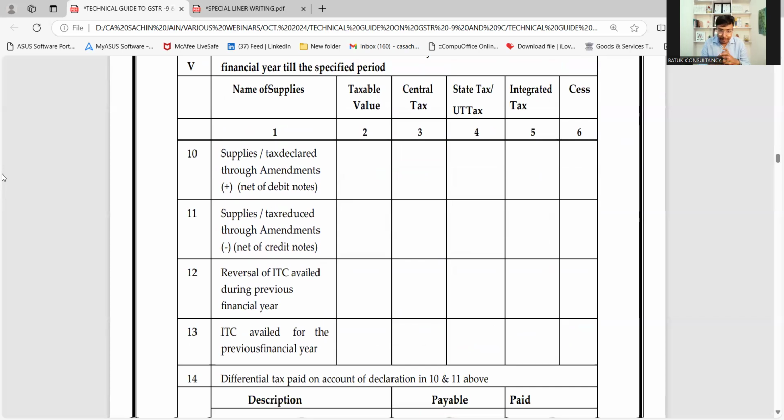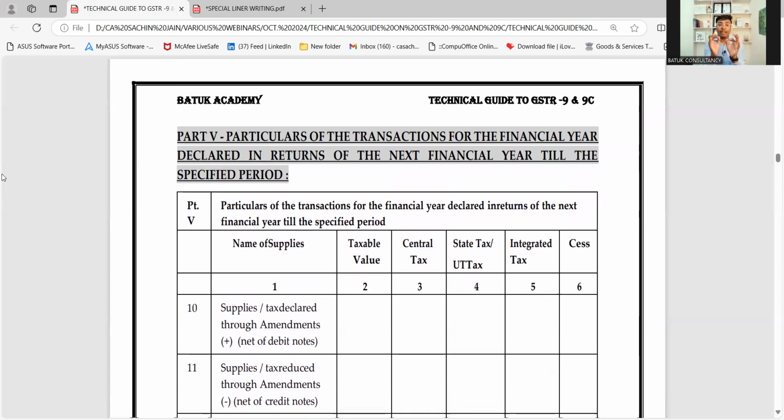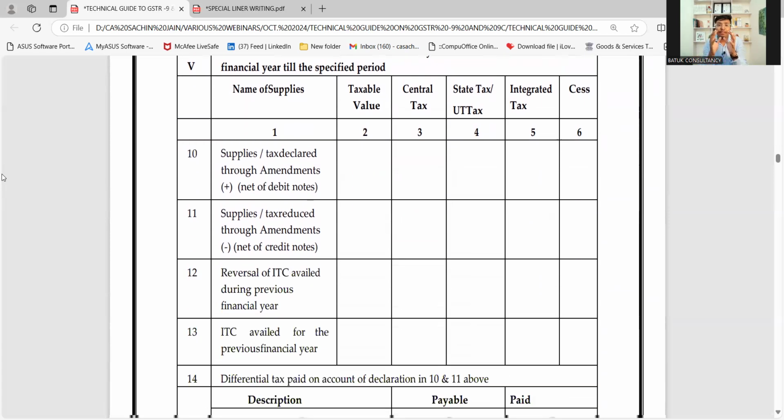Now, we are talking about part number 5, table number 10, 11, 12, 13. If there are any changes related to financial year 23-24, if you made any adjustment in your sales or in your input tax credit during the subsequent financial year within the timeline of section 16 subsection 4, that is 30th November, or annual return filing due date, whichever is earlier, in that case you need to show these things here.